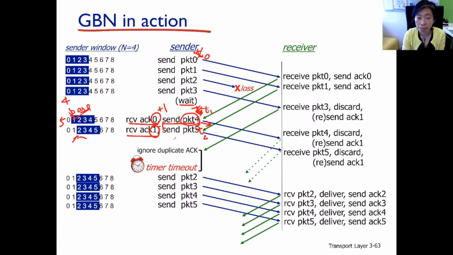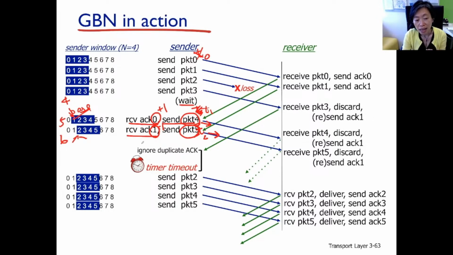And at this point, one slot opens up, getting a call from above. 5 is less than 2 plus 4, which is 6. Therefore, we generate packet 5 and send it out. And do we start the timer? No, right? And we increment the sequence number to 6.